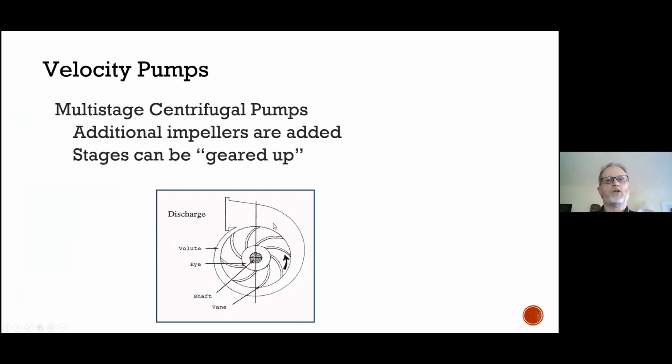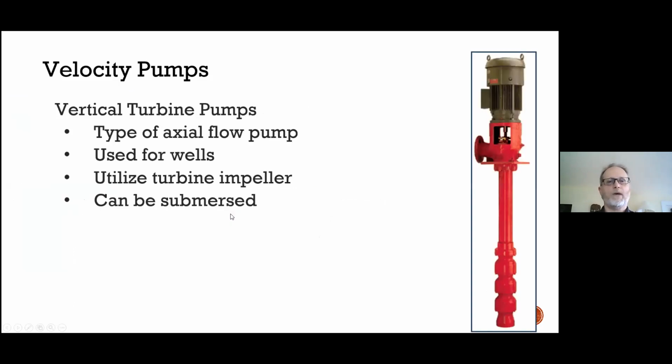We can also, if we need both high head and high flow, stack impellers one on top of another. Here's an example of the shaft and the eye of the impeller, the vanes turning and throwing discharge out into the water column. We can stack them and create a vertical turbine.